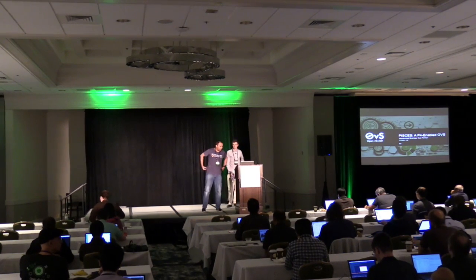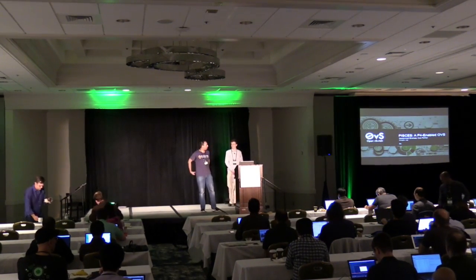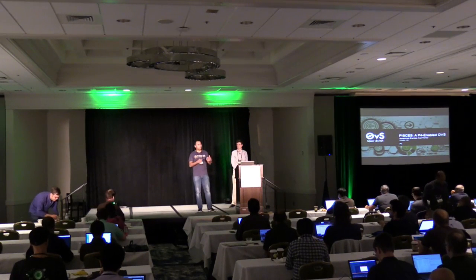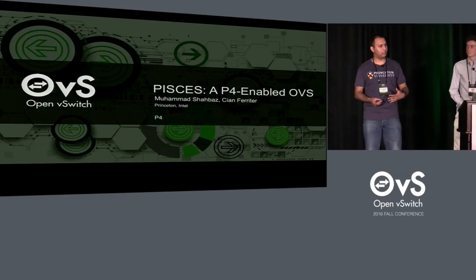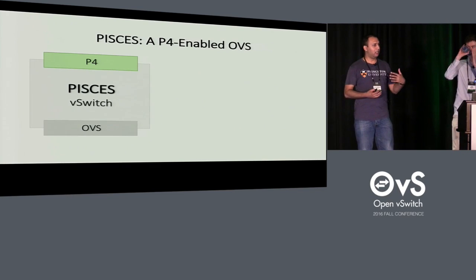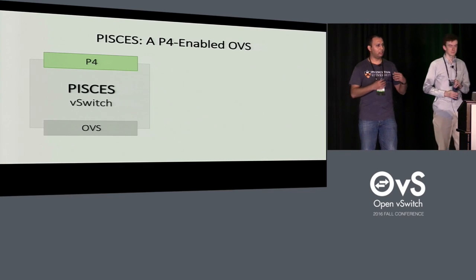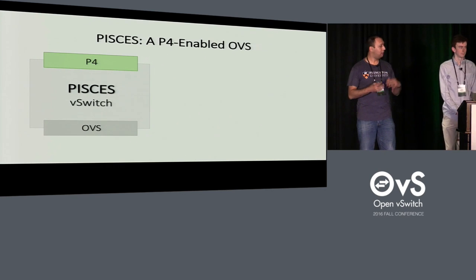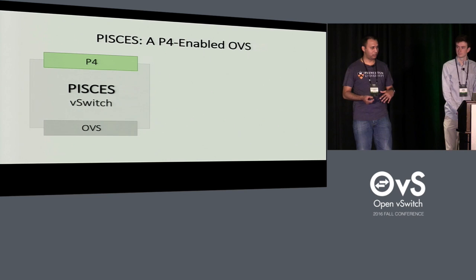So, as Ben mentioned, today we are going to talk about a P4-Enabled OVS. That is how we added support for P4 in Open vSwitch. What we mean by that is a switch that has a P4 DSL as the top-level language that you can write your programs in, and then it compiles down onto Open vSwitch.